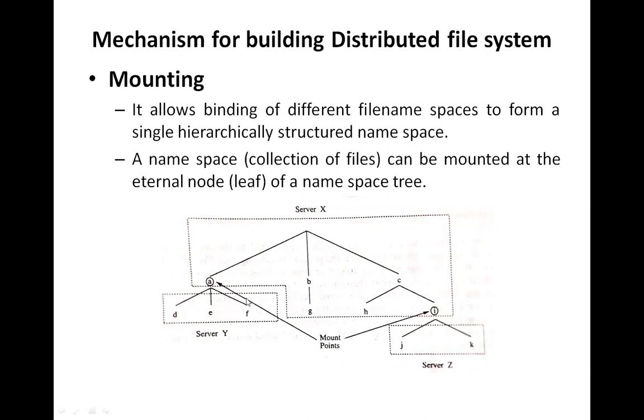Now, this particular figure is going to illustrate a namespace tree in which a node onto which the namespace is mounted is known as the mount point. These are the nodes A and I. In this, A and I are the mount points at which the directories which are stored at server Y and server Z are mounted. Now, A and I are the internal nodes of the namespace tree, and the kernel is going to maintain the structure called the mount table, which maps the mount points to the appropriate storage devices.